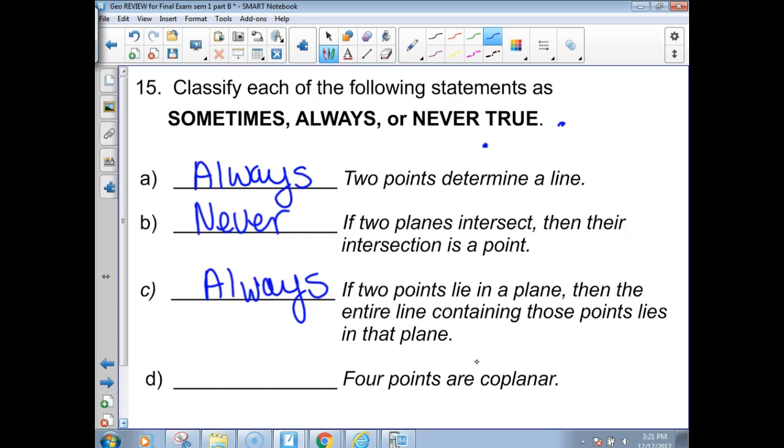I've never had that happen before. I just had the phone there because I don't get any service anyway, really. All right, 4 points are coplanar. Sorry, I shouldn't be talking about that.